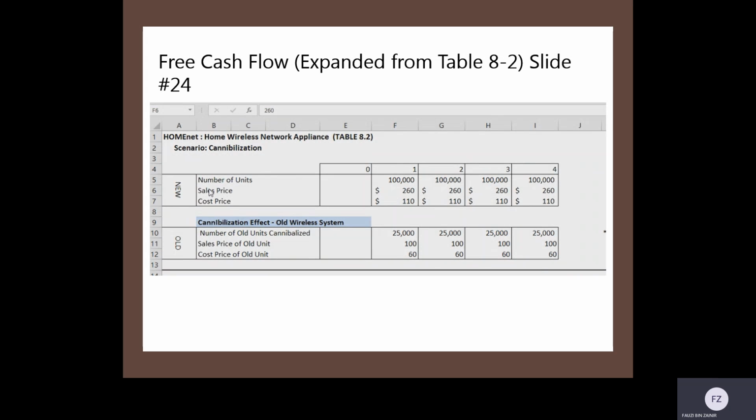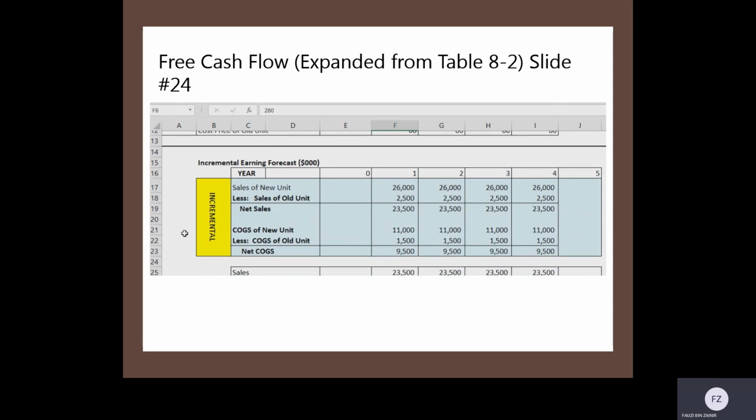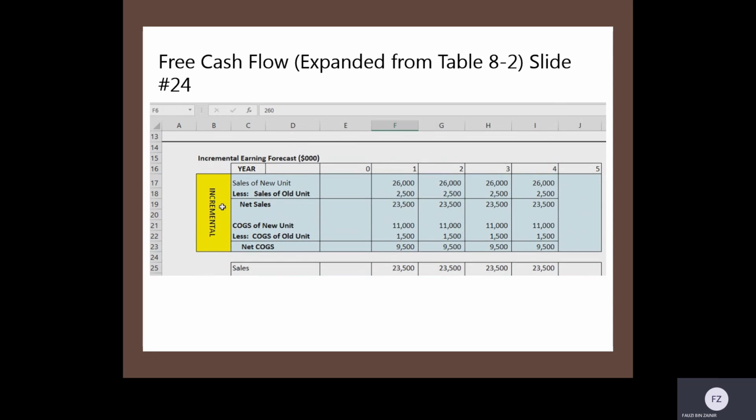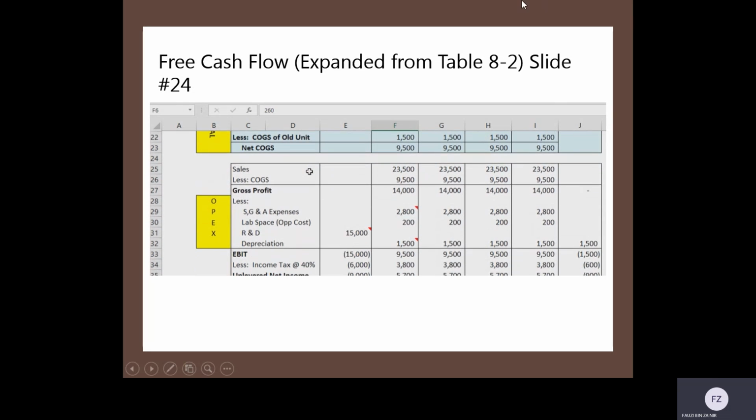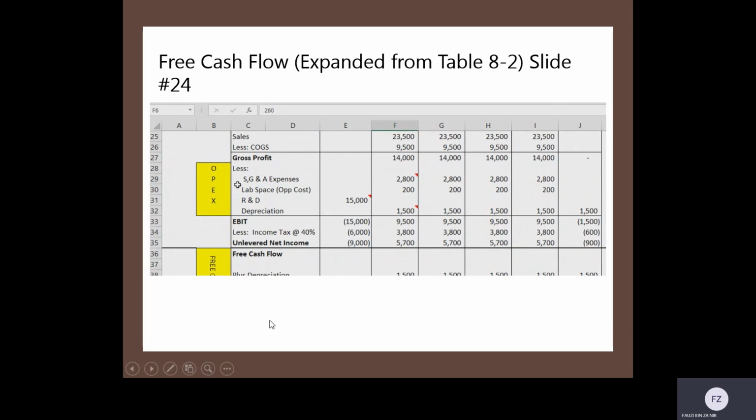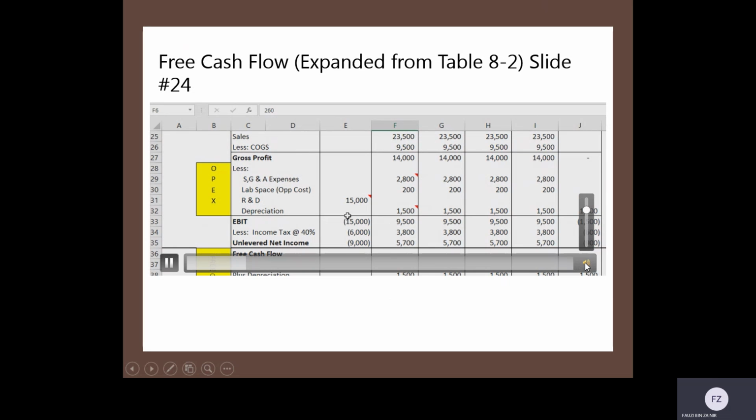Let us look again at table 8.2 in Excel under the tab cannibalization. As we know, at the top part there, we have the new remote control, which is the HomeNet, and you have the old ones. Then we've already figured out the incremental effect here, and from there, we've already figured out the unlevered net income. So there's the part here.